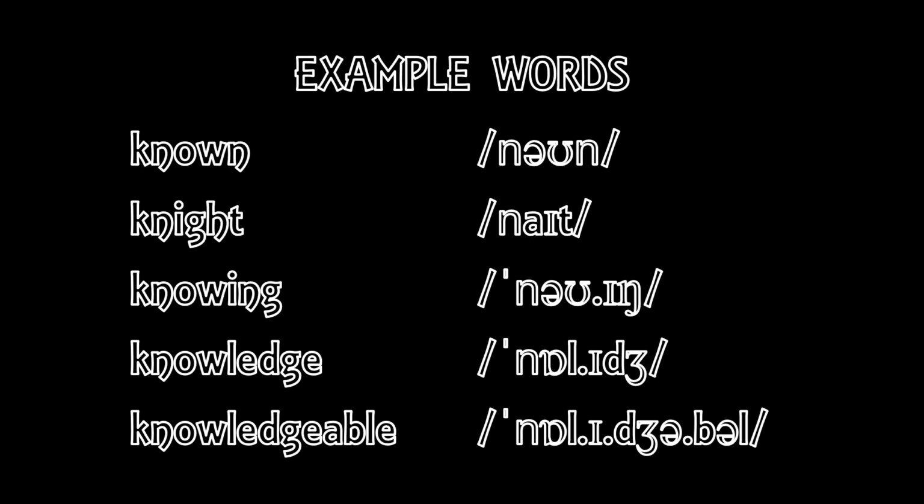Some further examples then. Again, we'll repeat them twice. Listen and repeat. Known. Known. Night. Night. Knowing. Knowing. Knowledge. Knowledge. Knowledgeable. Knowledgeable.